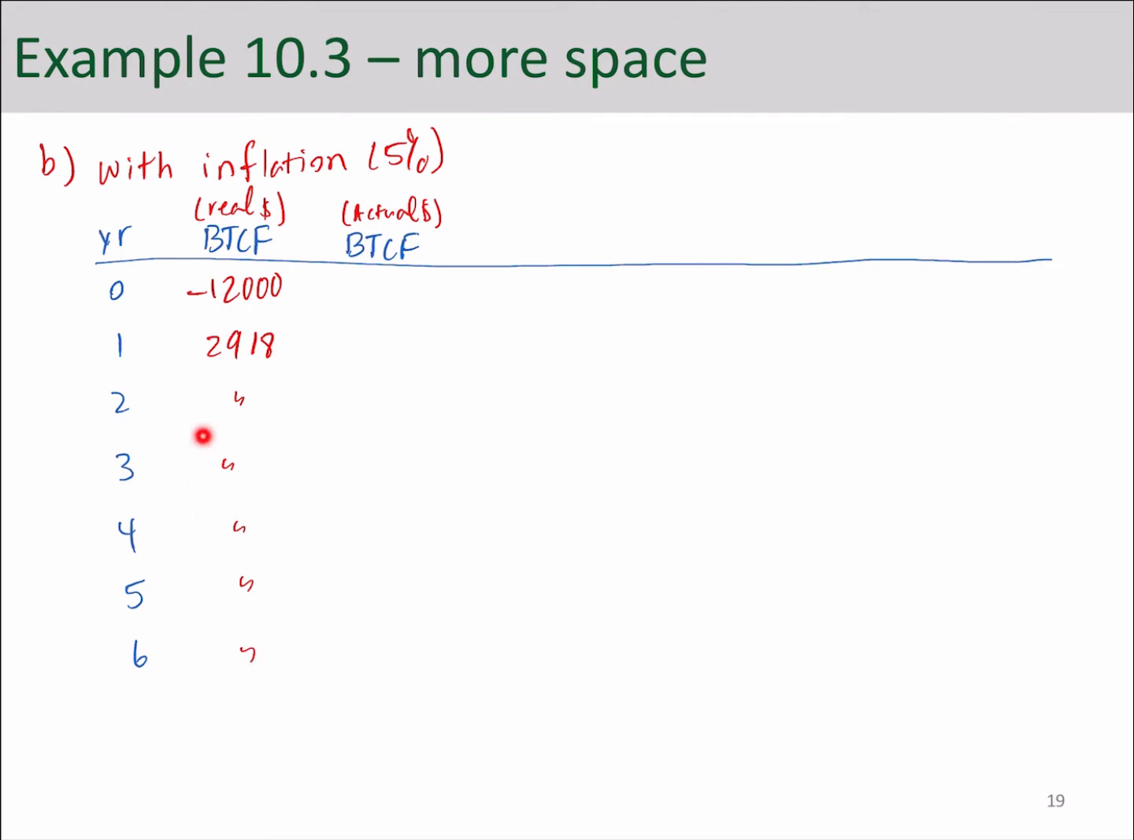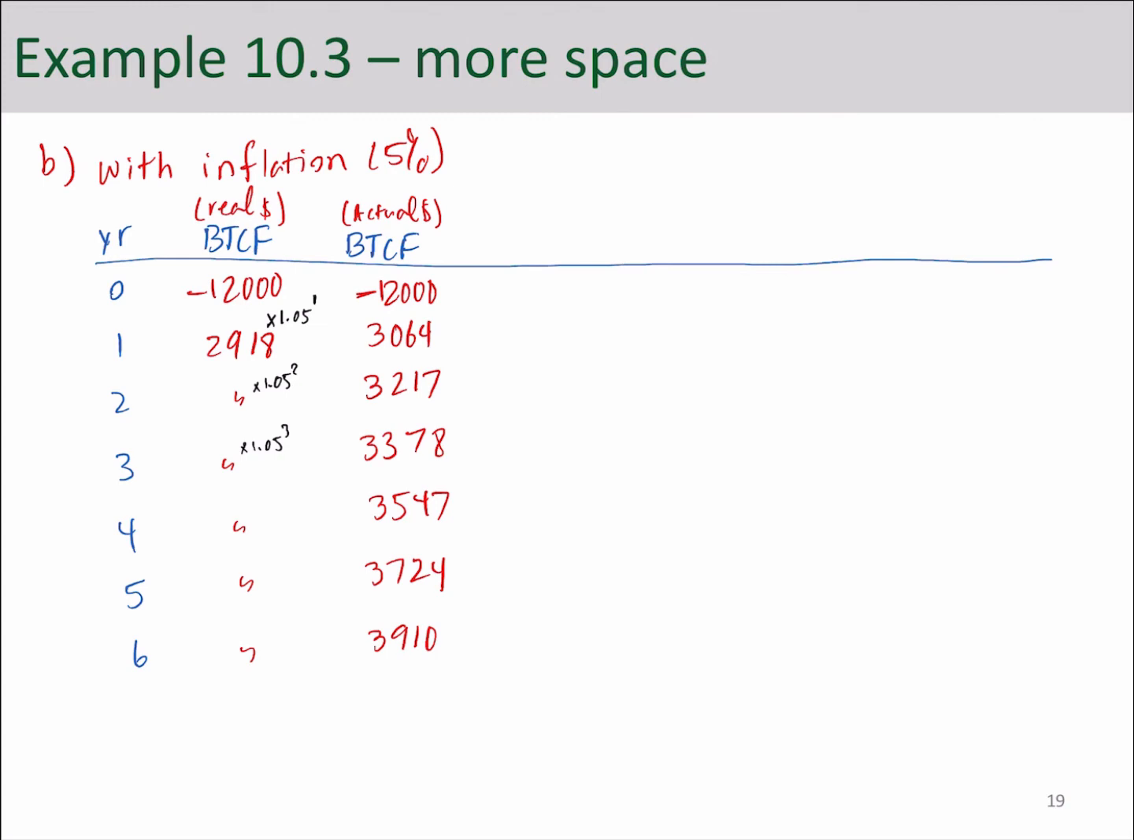So how do we convert the real dollar to actual dollar? We do that by adding inflation to the numbers that we have. And how do we add inflation? By multiplying by 1.05, since the inflation rate is 5%. This is to the power of 1, this is to the power of 2, this is to the power of 3, and so forth. By doing that, we get the actual values. For year 0, it doesn't change. But starting from year 1, it becomes 3,064. Year 2, 3,217. Year 3, 3,378, and so forth.